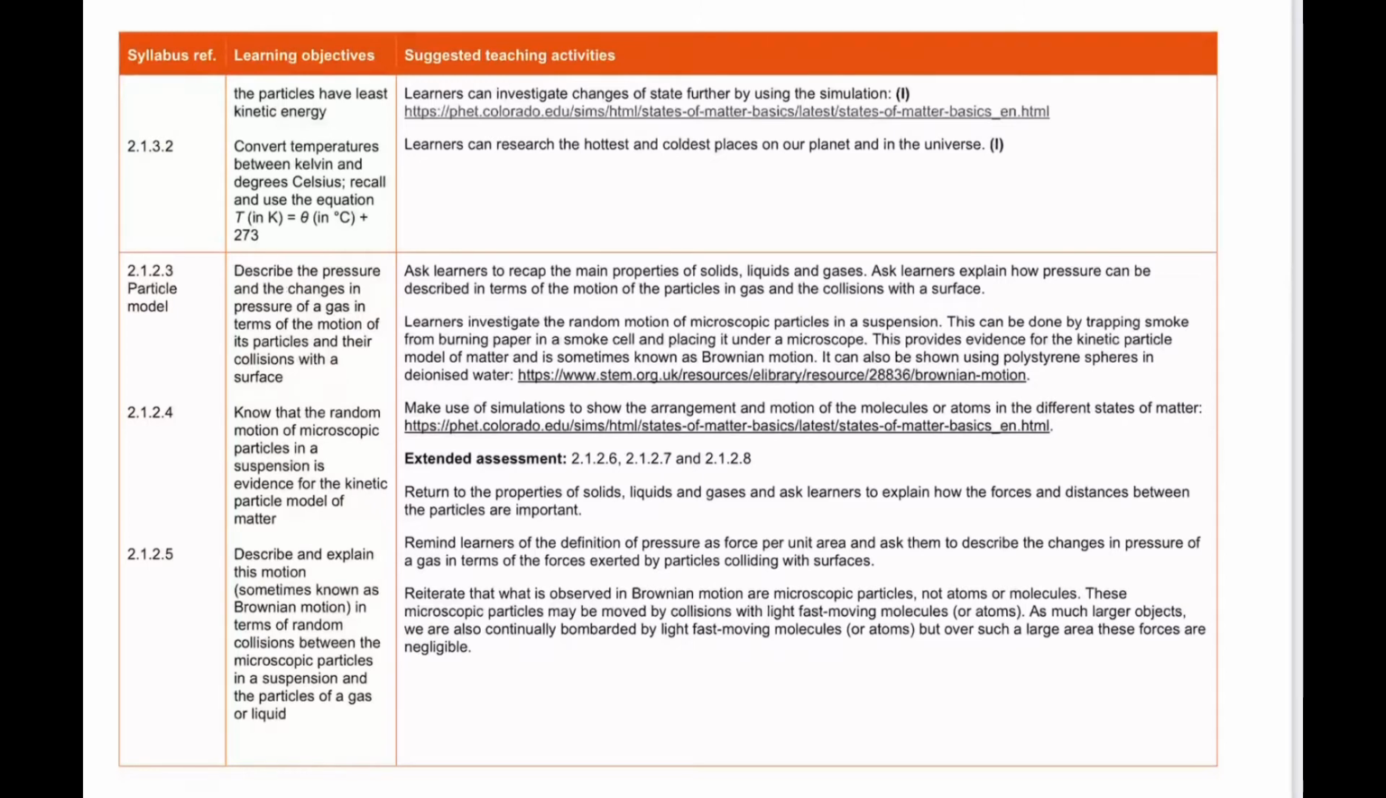Convert temperatures between Kelvin and degrees Celsius. Recall and use the equation T (temperature in Kelvin) = θ (in degrees Celsius) + 273.